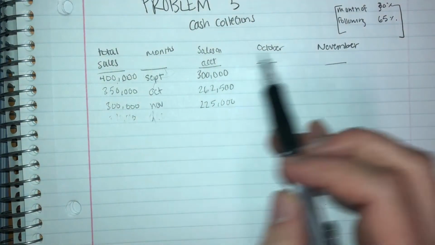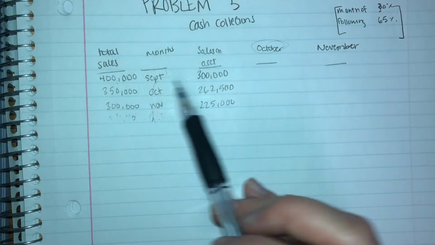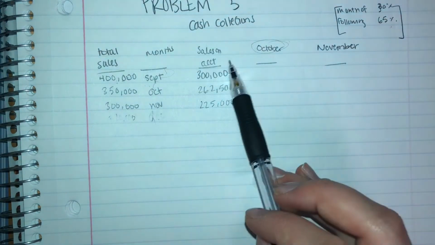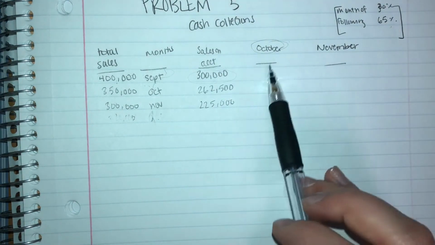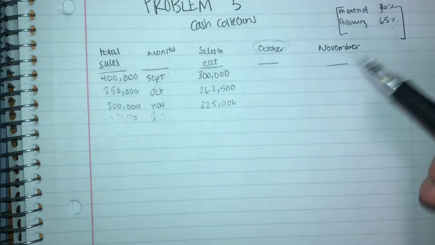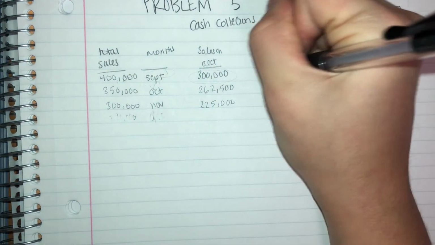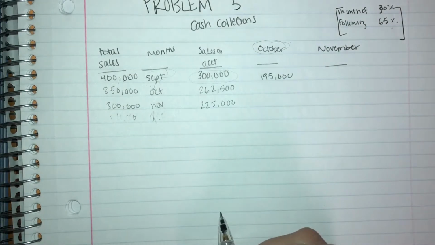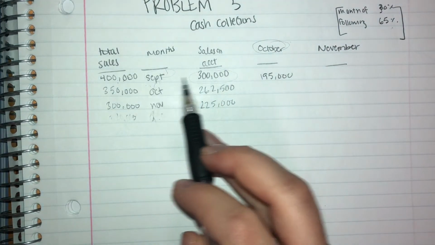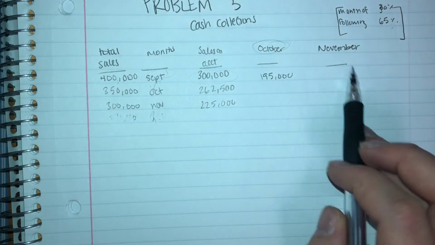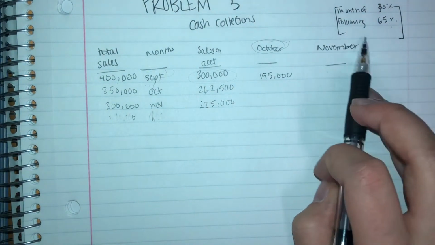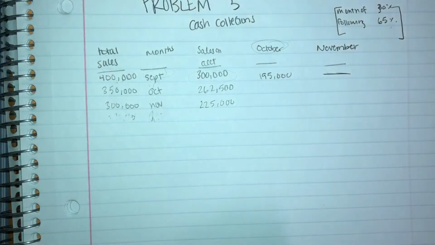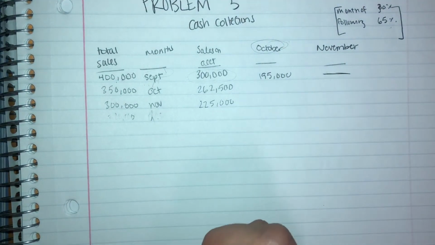Okay, so let's start with September. September is not October, but October follows September, which means that we would want 65% of the 300,000 because October is the month following the September sales. So I get 195,000 if I multiply 65% by 300,000. Now, does it carry over into November? Does it give us any information about the third month? It doesn't. So that would mean that we wouldn't collect anything for September in November.